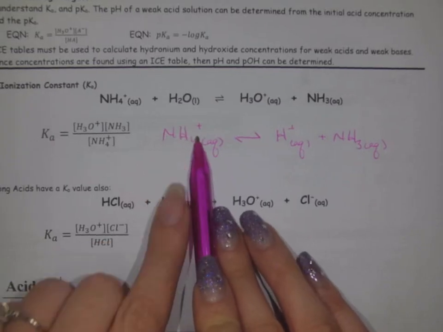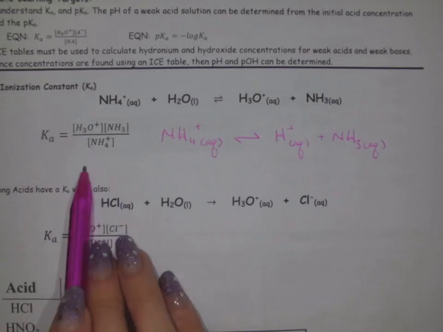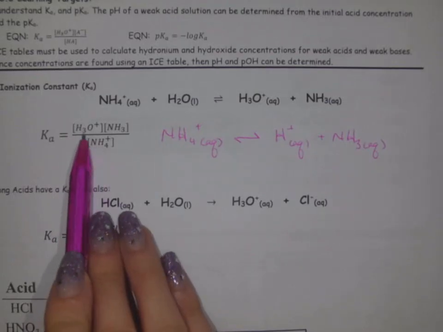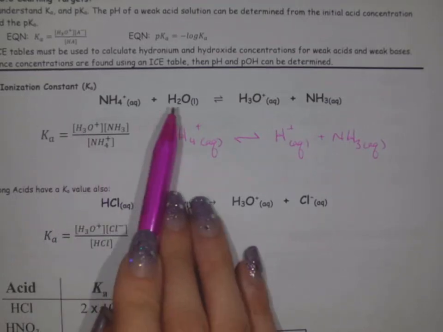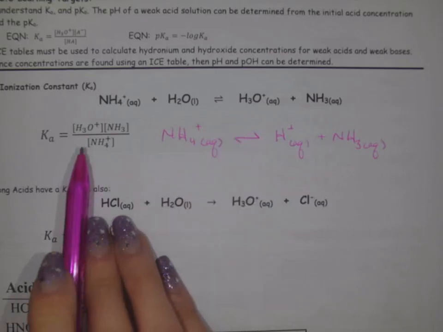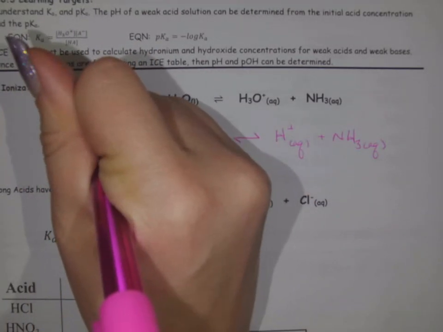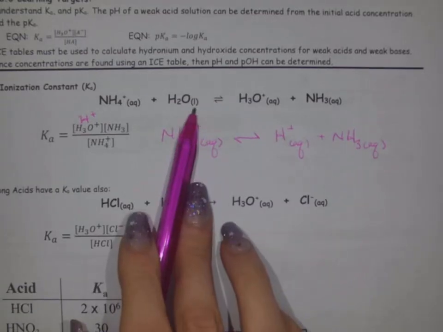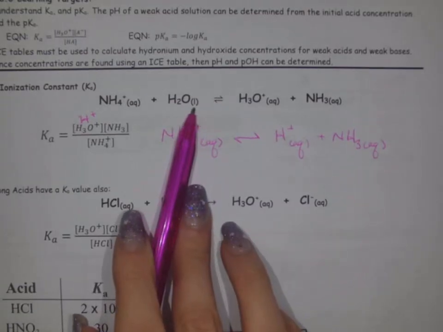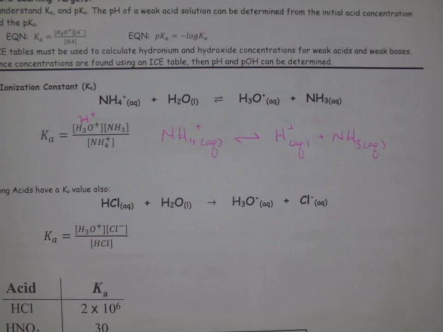And so if we do a K value, which would be products over reactants, again, we see how hydronium can be replaced for H plus. And the reason why this liquid is not in there is because we don't have liquids or solids in our K expressions.